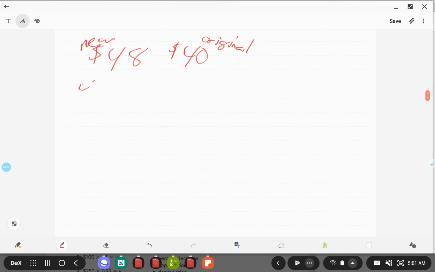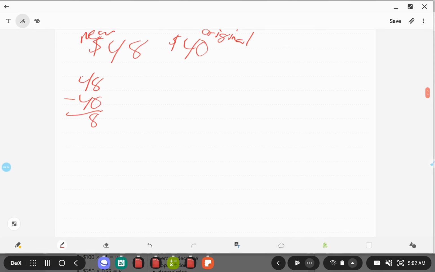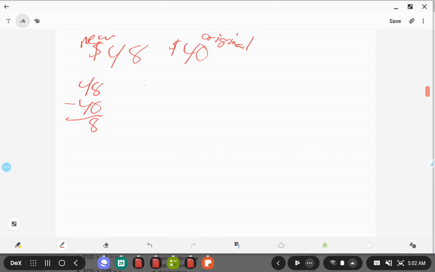So you could do 48 minus 40 to get 8, and then just solve what percentage 8 is out of 40. So remember our formula where we said part over whole equals percent as decimal, right? Equals percent as decimal. That's one of your formulas that should be in your formula sheet. So if we did our 48 minus 40, we got 8, right? So 8 divided by 40 should give us our percentage.